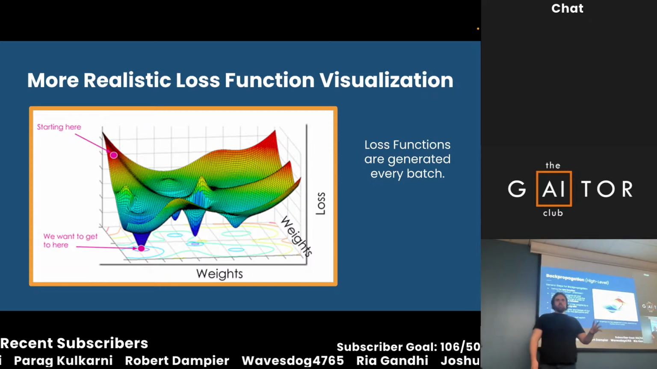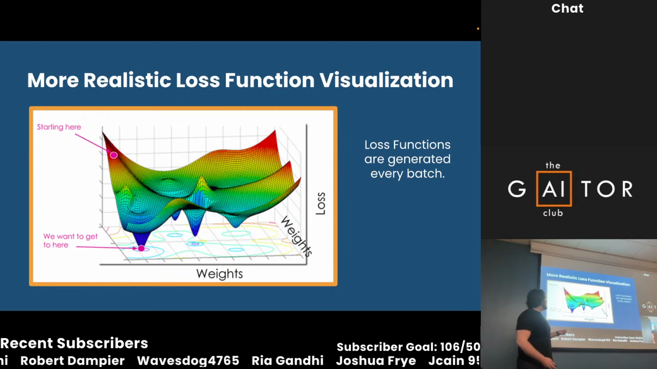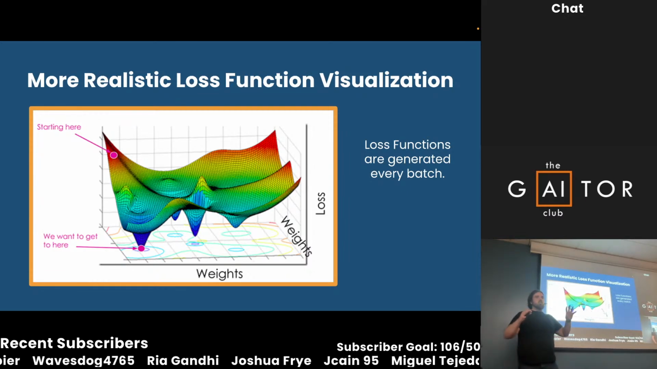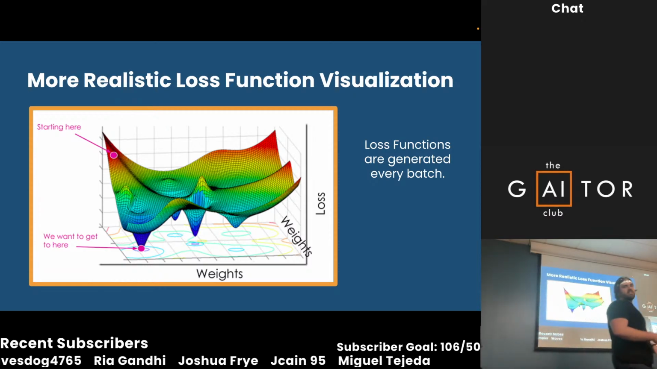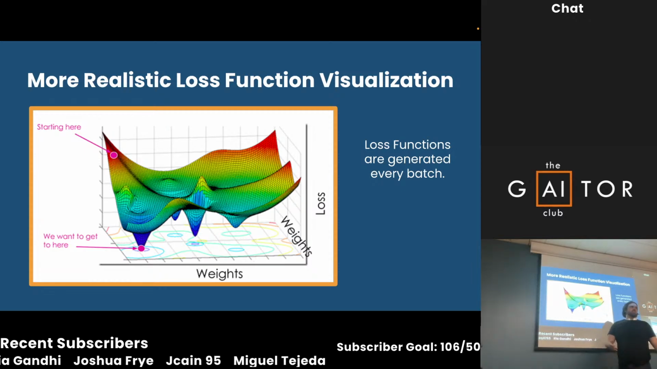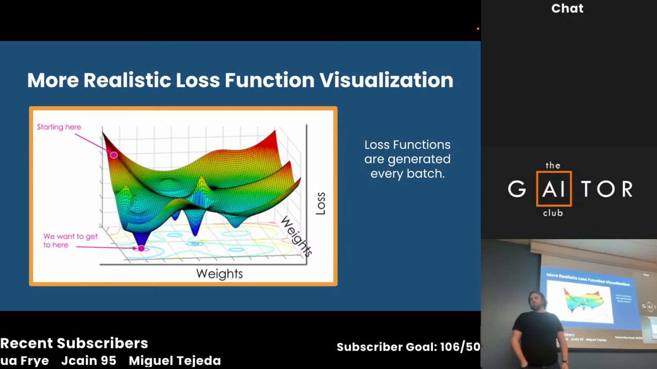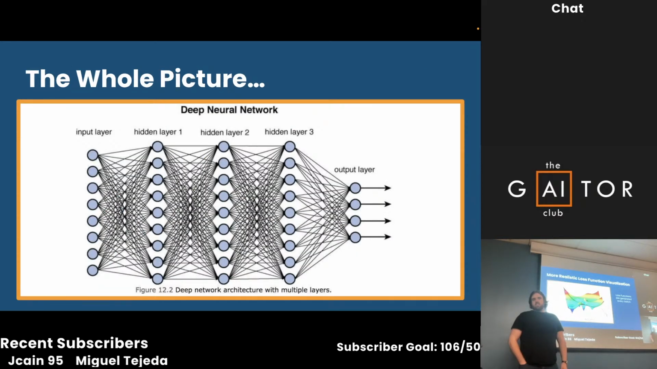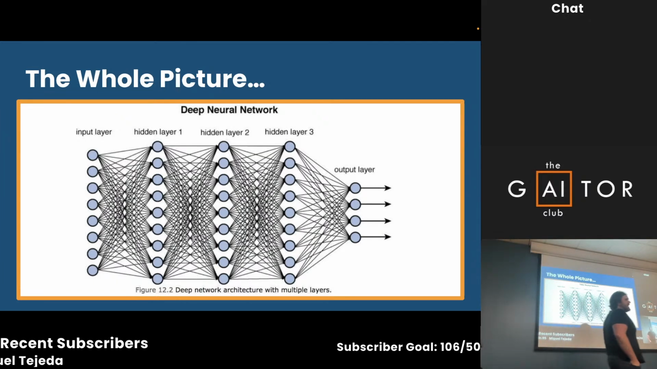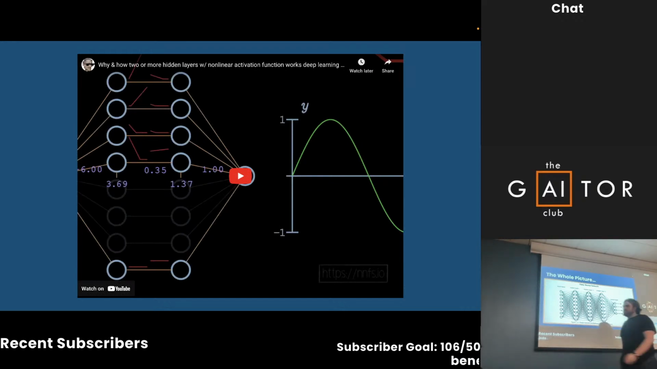A more realistic loss function would look something like this, where we have local minima, but there's one global minima. Sometimes you'll find yourself getting stuck in these local minima, and sometimes you'll just get lucky and find the global minima. So yeah, the whole picture. If we put a lot of these together, we can fit any function we want to. And I'll prove it with this next video.